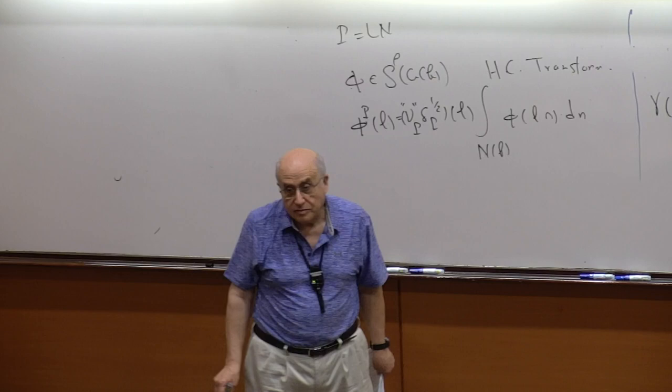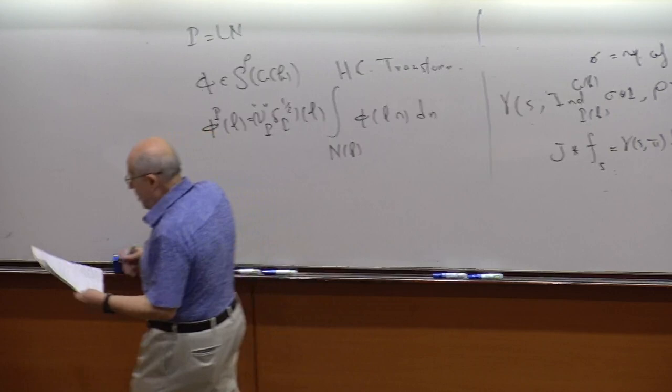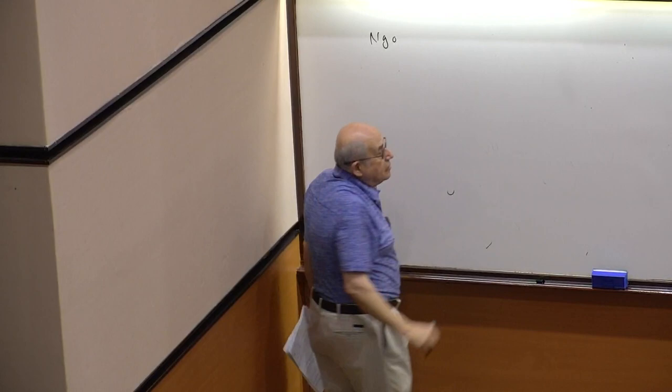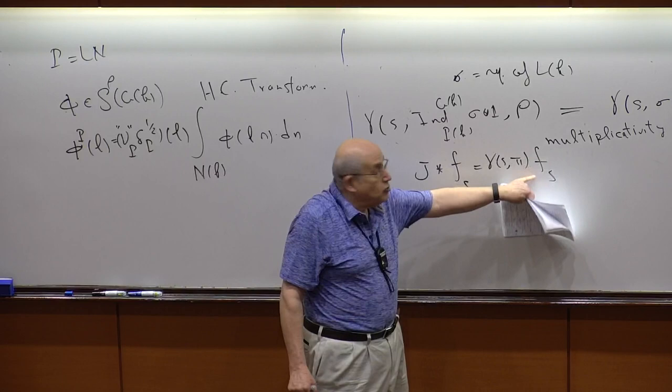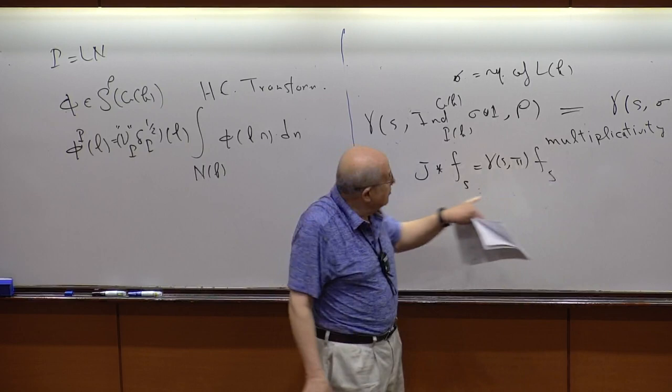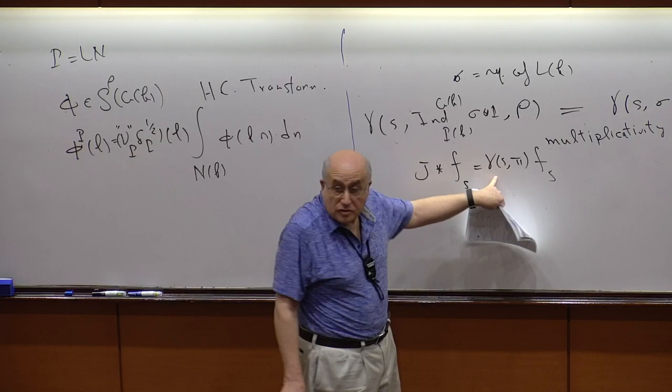Now let me assume I'm in the unramified setting. Here f is the matrix coefficient of pi. So it is f times determinant to the power s, and these are matrix coefficients. Your Fourier transform J, the kernel of it, applies and gives you this.